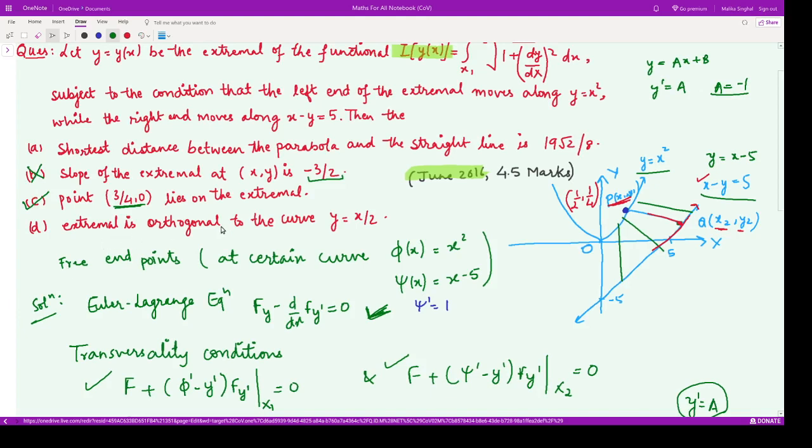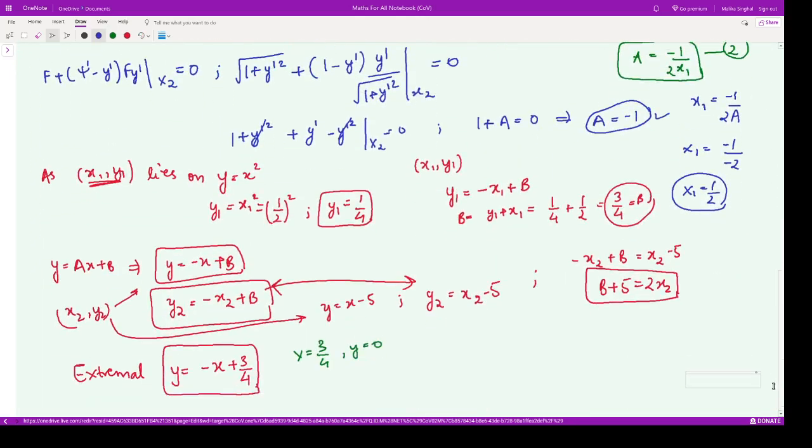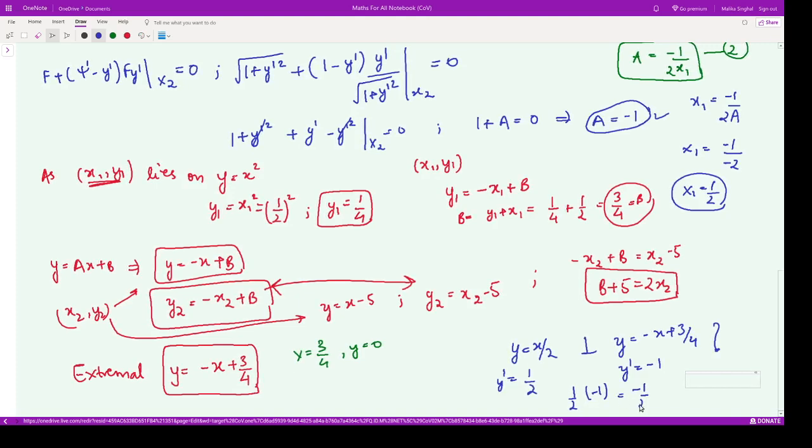Next, the extremal is orthogonal to the curve y is equal to x by 2. So in this case, what are they saying? They are saying we have to check whether y is equal to x by 2 is orthogonal to our given extremal y is equal to minus x plus 3 by 4 or not. So for that, the slope of this is y dash is equal to 1 by 2 and the slope of this is minus 1. If these two curves are orthogonal, then their slopes when multiplied together must result in minus 1. So here if we multiply these two, we would obtain minus 1 by 2, which is not equal to minus 1.